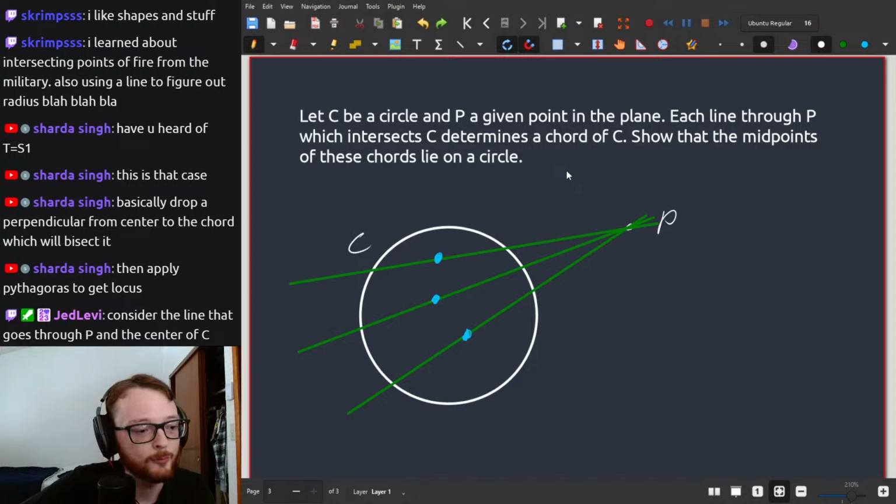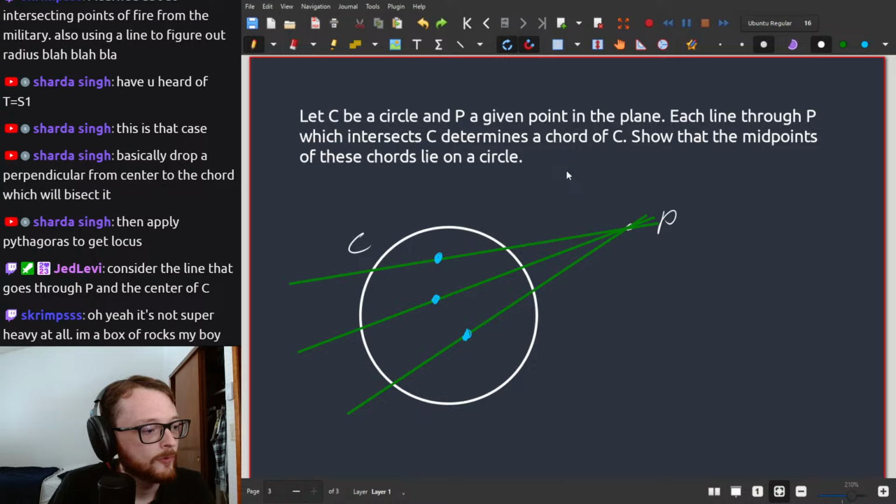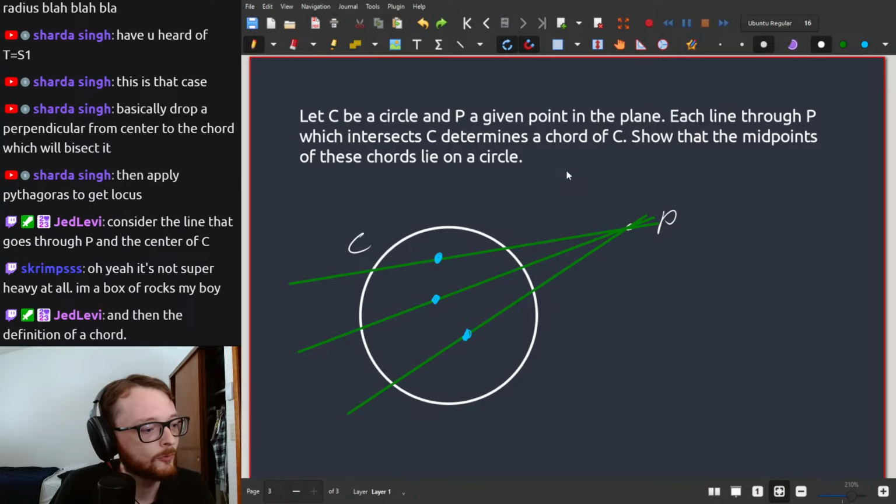Consider the line that goes through P in the center of C. Okay. And sorry that I missed the line in your chats, Sharda. T equals S1? I don't think so. Basically drop a perpendicular from the center to the chord, which will bisect it. Then apply Pythagoras to get the locus. Interesting. Okay.